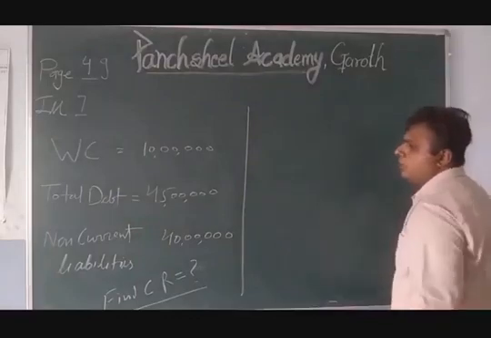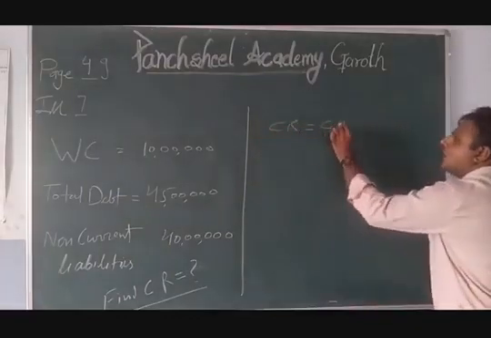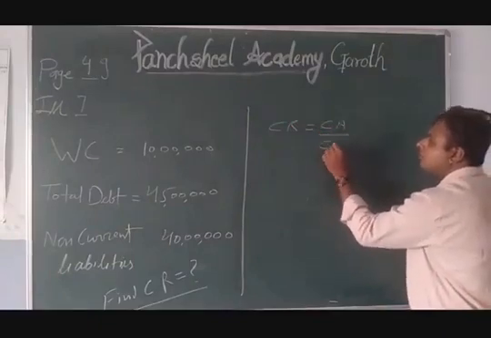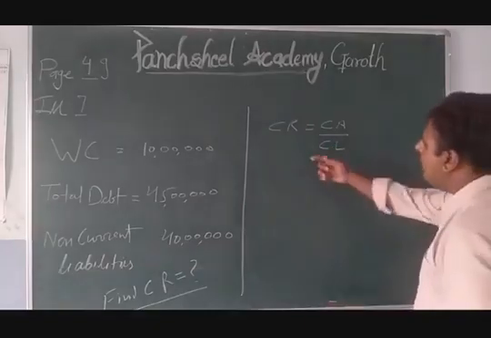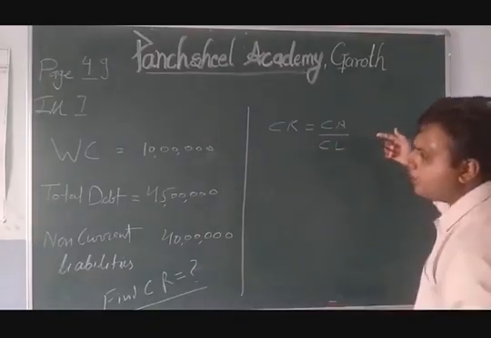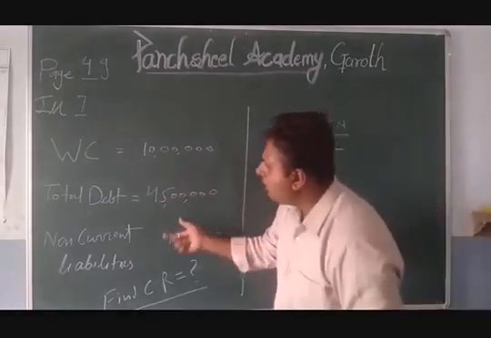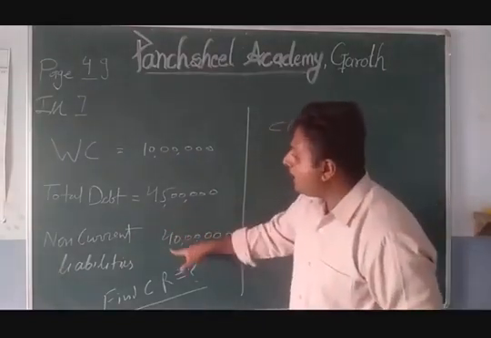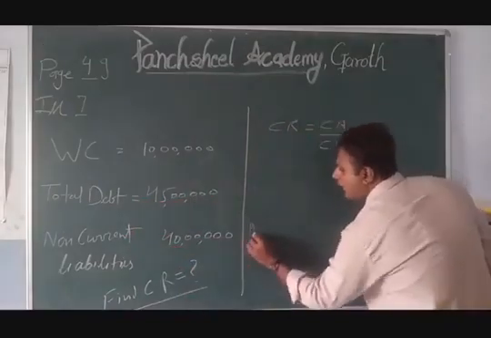Here is the solution. Current ratio is equal to current asset divided by current liability. First of all, let's see if we have some clues or not. Current asset is not given. Current liability, some clues are given to find the current liability. Total debt and non-current liability are given. So we have to make a note here.